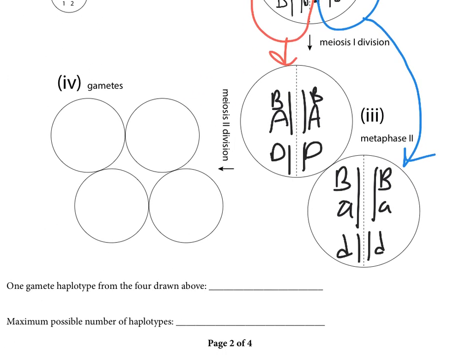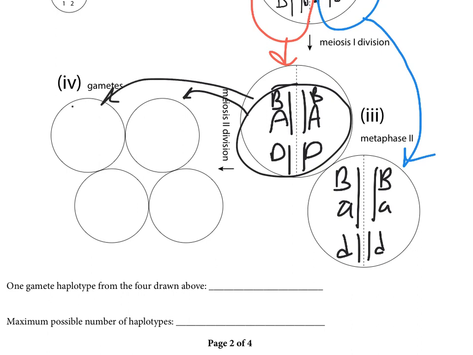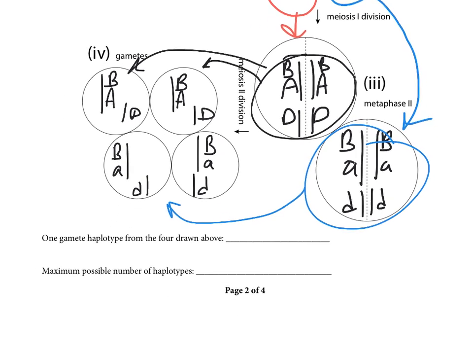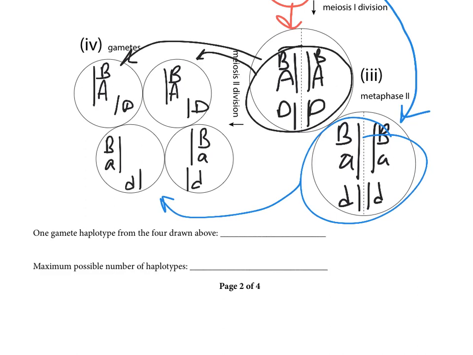So in this case, each of those cells produce those two cells. So we have capital B, capital A, capital D, and likewise the same in the right side cell. And then here on the bottom, those two cells become capital B, lowercase a, lowercase d, and capital B, lowercase a, lowercase d. So one possible haplotype from one of those, and you can pick whichever one you want.